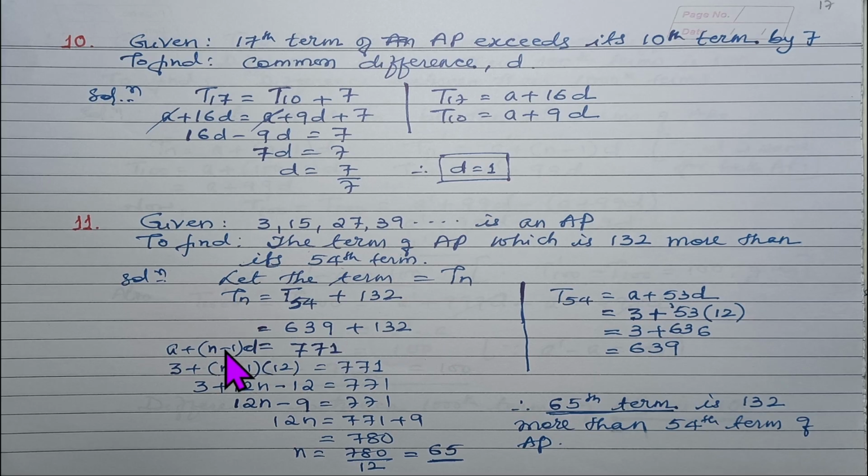But Tn is equal to a plus n minus 1 into d, and a is known to us as 3 and d as 12. Substitute here. Simplify. 12n is equal to 771 plus 9, 780. n is equal to 780 by 12, and the answer is 65.